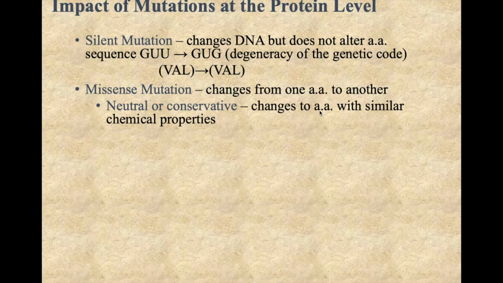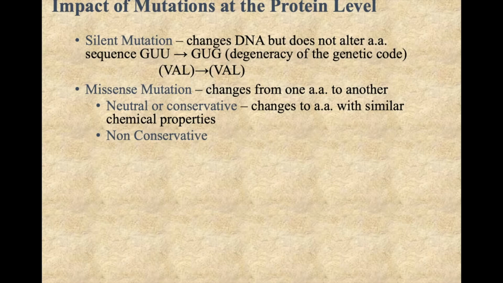Now, missense mutations can be either neutral, or sometimes called conservative, but a neutral missense mutation is when the amino acid does change, but it changes within the same general group of amino acids. So for example, going from one charged amino acid to another charged amino acid, or changing from a hydrophobic amino acid to a different hydrophobic amino acid. The general properties of the R group are similar, and that's going to minimize the impact on the way the protein folds and functions. That would be a neutral, sometimes called conservative missense mutation.